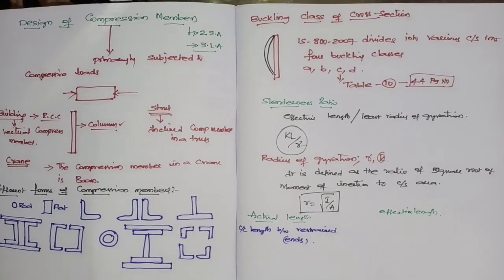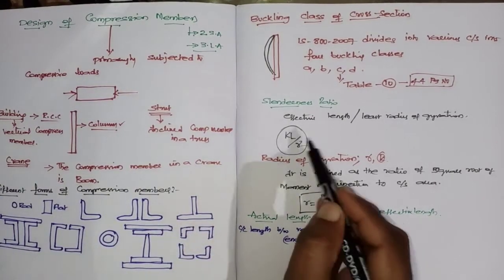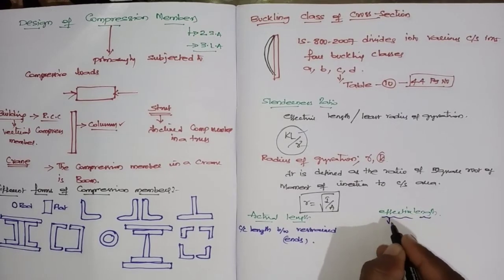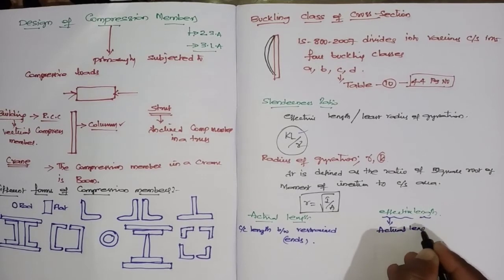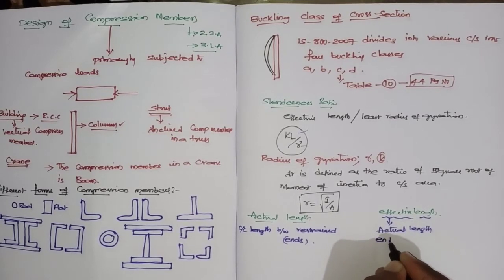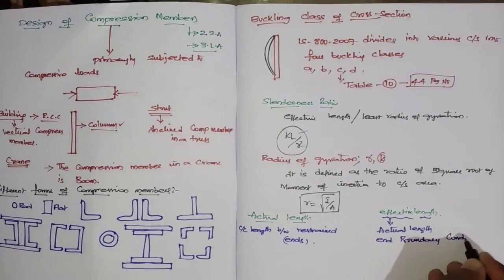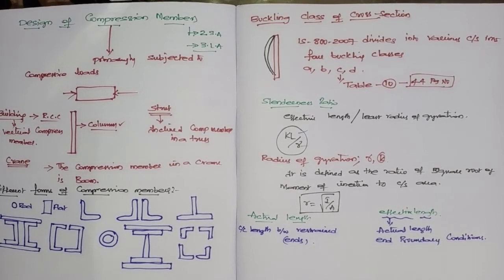But while designing, we'll be considering the effective length only. Now what does this effective length mean? Effective length depends upon both conditions: one is the actual length given, and the end boundary conditions. Now what are these end boundary conditions? We'll see now. That is the effective length.